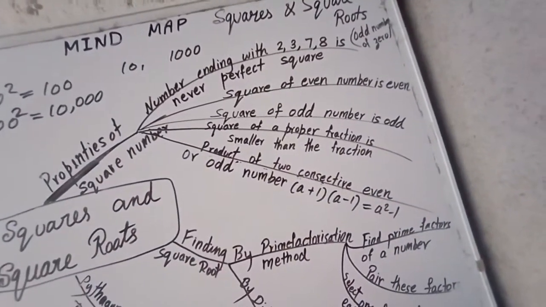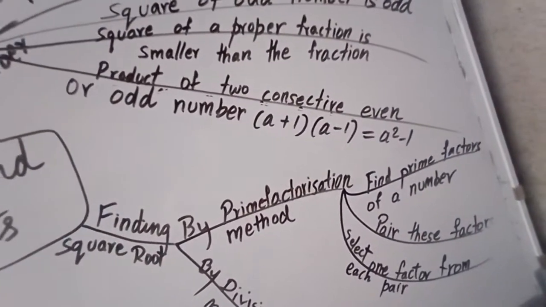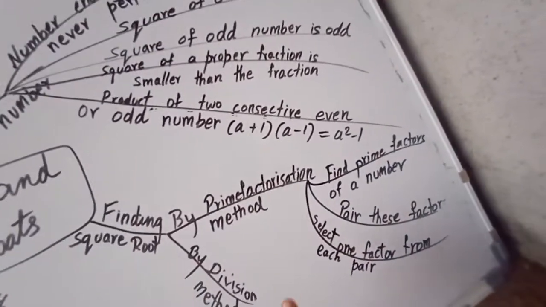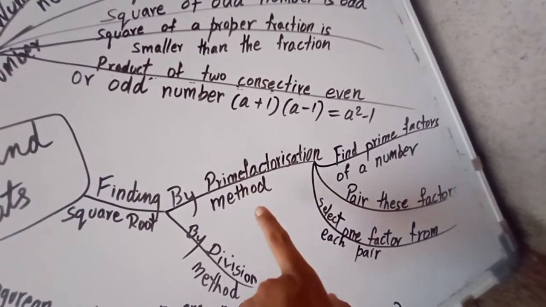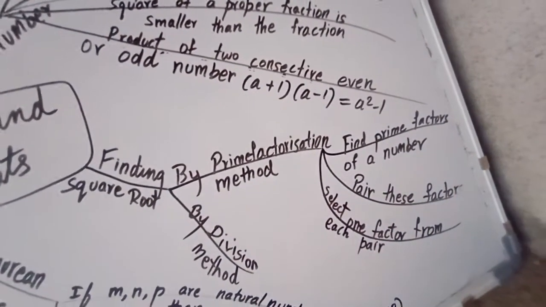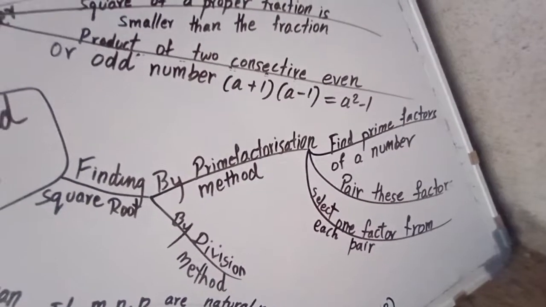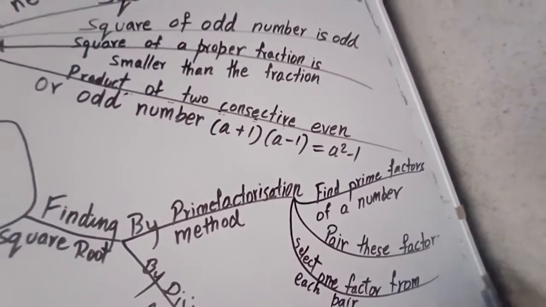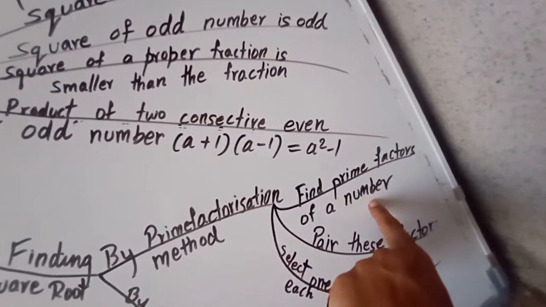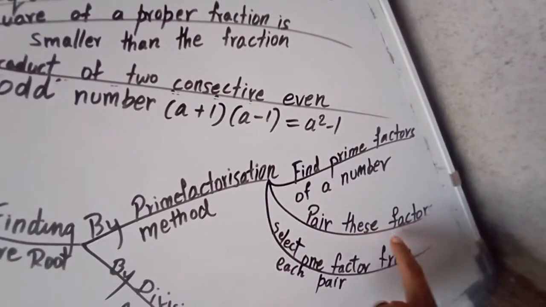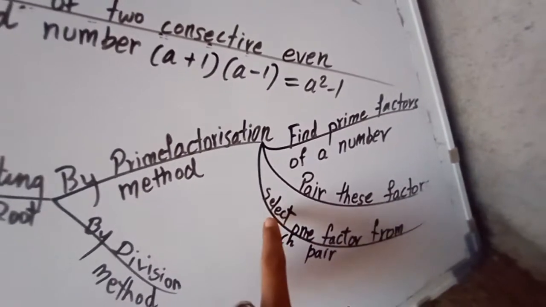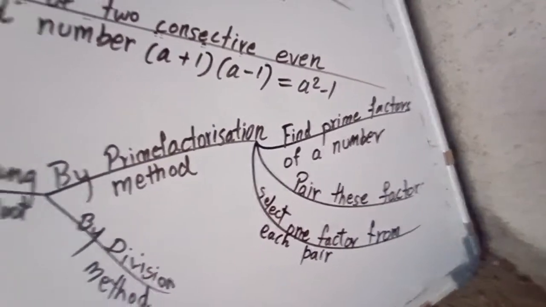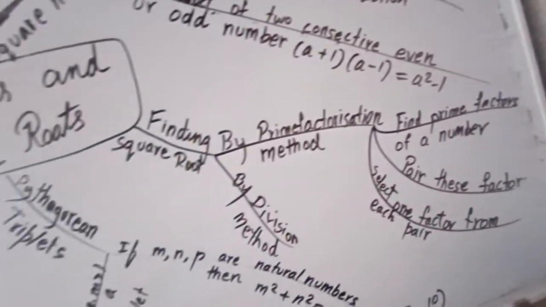Let us go for finding the square root by prime factorization. There are two methods: the prime factorization method and the division method. Hope you know how to do the division. In prime factorization, after finding the prime factors of a number, you have to make pairs of these factors, then select one factor from each pair. You have to select only one factor of each square.